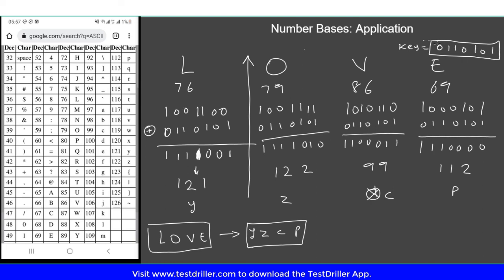So this is just to give you an idea of how a number-based system is applied in real life. And I hope you enjoy this discussion.